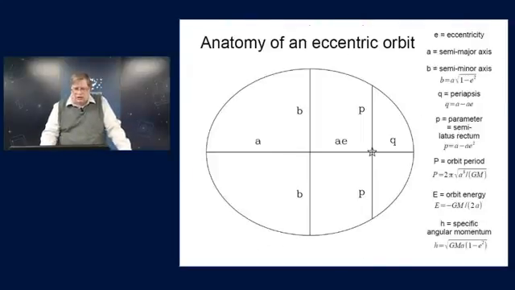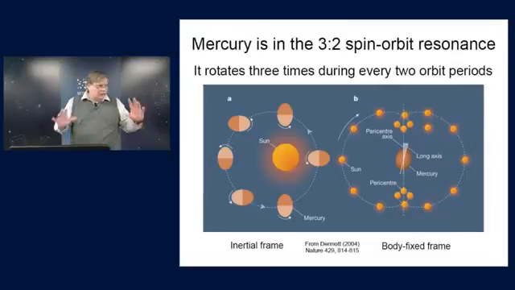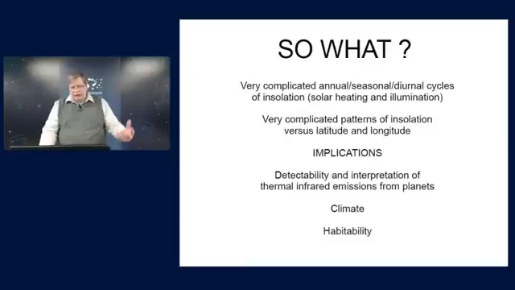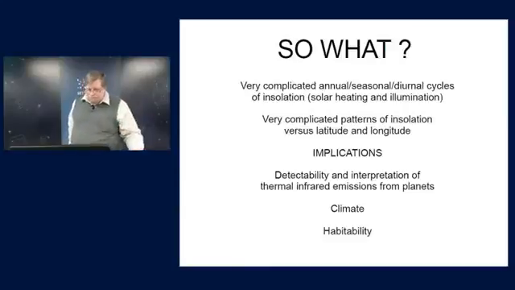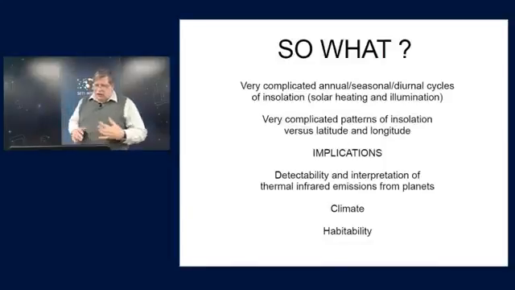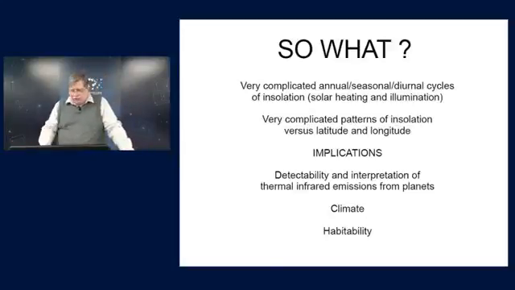Well, as you can imagine, this kind of a motion leads to very complicated temporal cycles of insolation. By insolation, I mean the heating from the sun and illumination as well. And this has significant implications, not least for the detection of infrared emissions from extrasolar planets that might be doing something similar, and also the interpretation of their emissions. And of course, this kind of pattern of insolation has profound effects on a planet's climate and naturally its habitability as well.